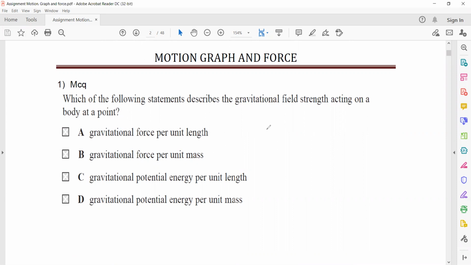So, gravitational field strength or value of the g. So, we have the formula that weight is equal to mass multiplied by gravity. So, gravity will be equal to weight divided by mass. So weight is a force.